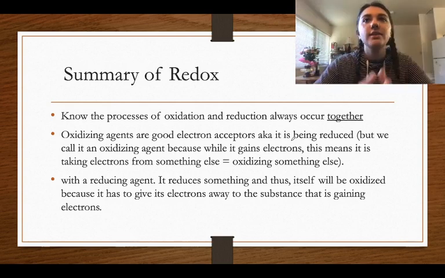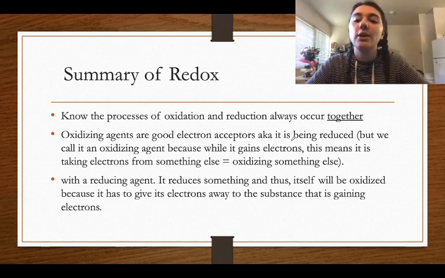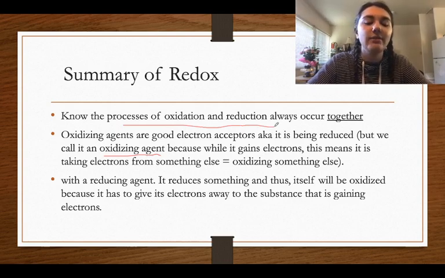As well, oxidizing reagents are good electron acceptors. Those are the things that are going to be reduced. So oxidizing agents are electron acceptors that are being reduced. And the reason why we call it an oxidizing agent is because while it gains electrons, something else is going to be oxidizing. Again, that process, they occur together. That's kind of what this is hinting at.